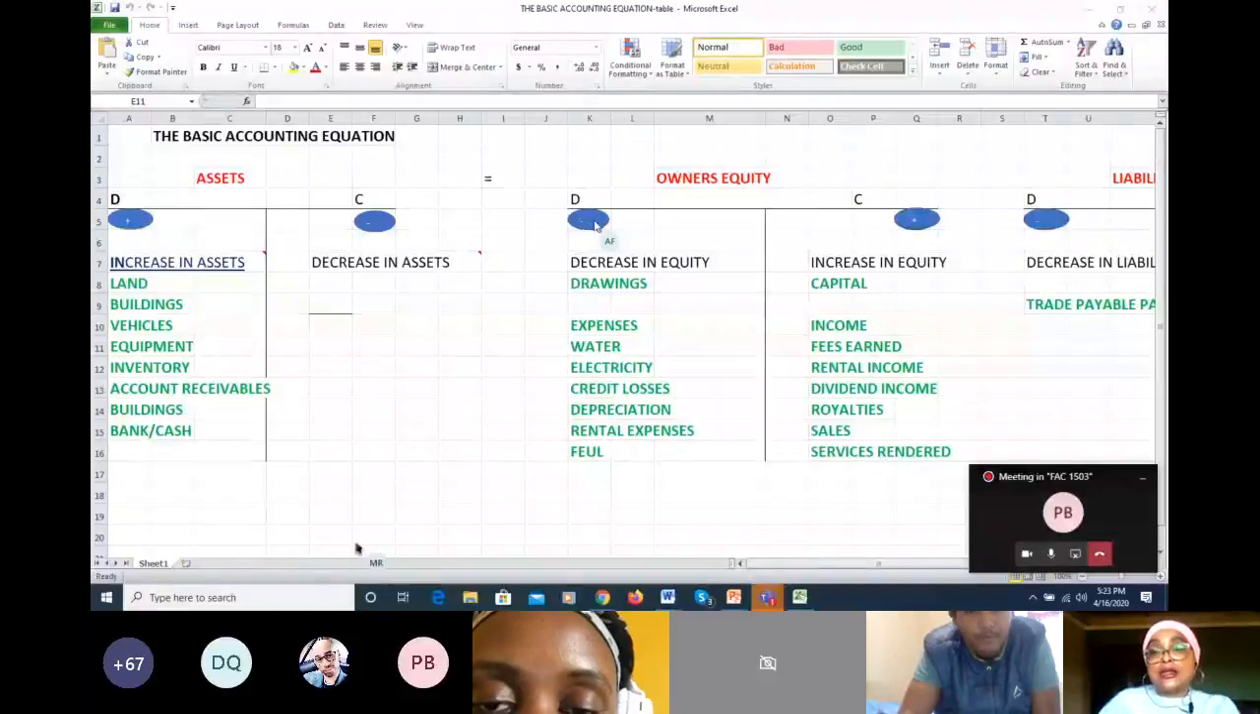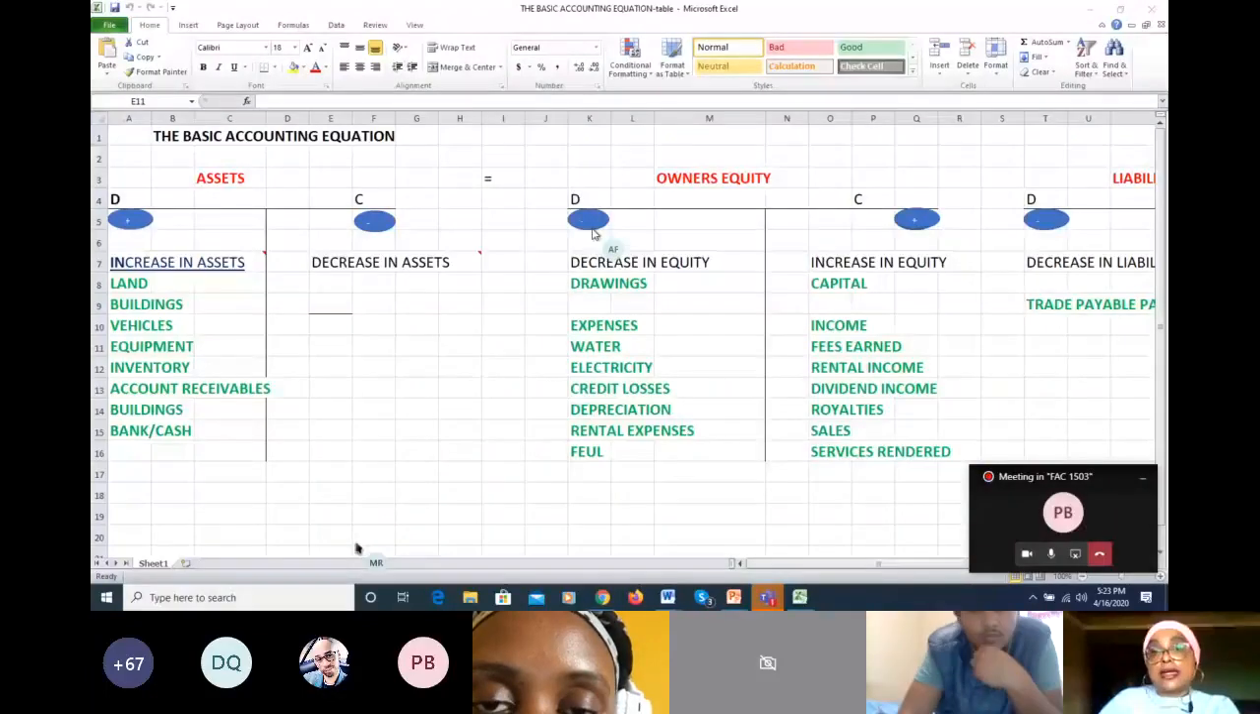So this is the whole key to understanding accounting. On my debit side, I'm going to decrease my equity. On my credit side, I'm going to increase my equity. And here you can see income, fees, earnings, rental, dividends, royalties, sales, services rendered.